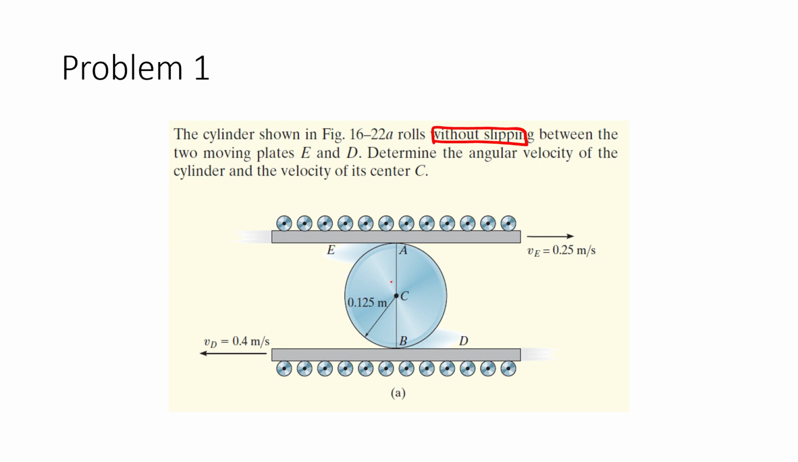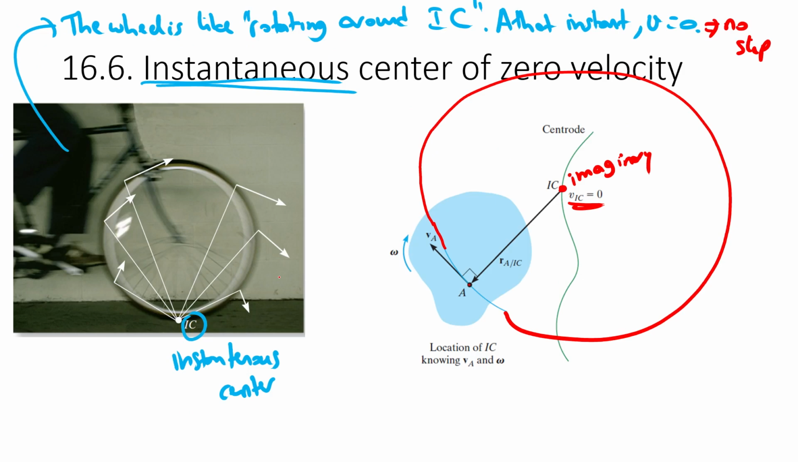The question is, what is the angular velocity of the cylinder and what is the velocity of the center, VC? That's the question. Okay, so let's remember that for the wheel there is a point that has a zero velocity, and the other points are rotating around this zero velocity.